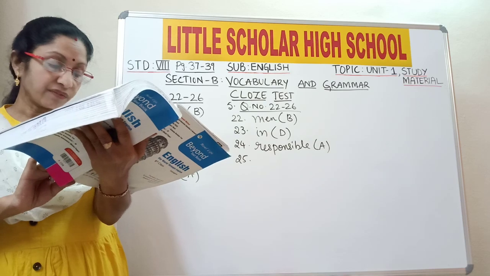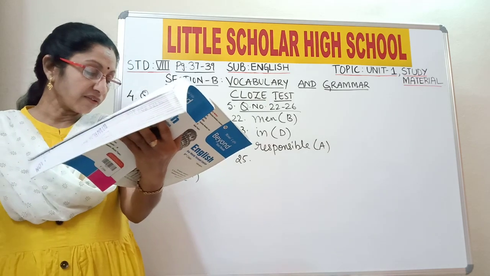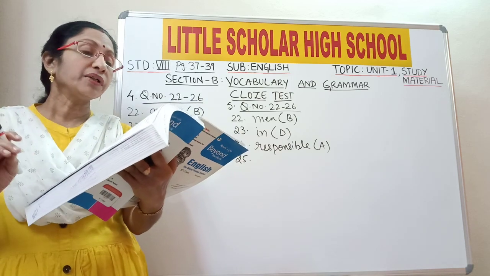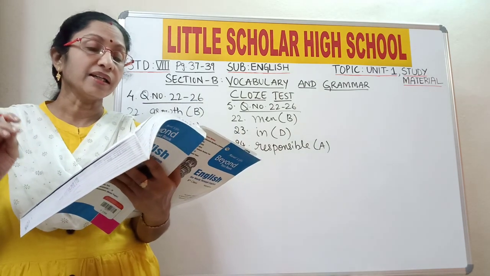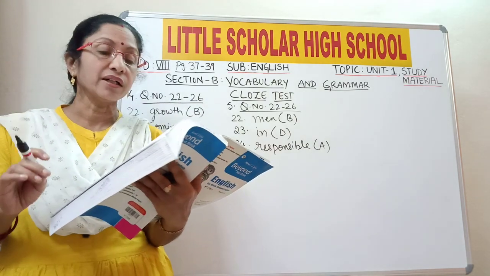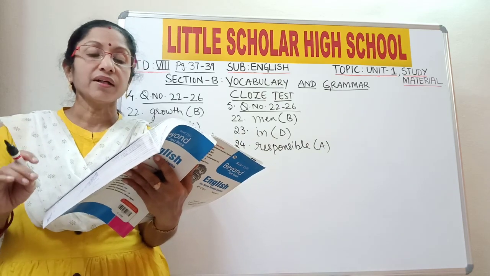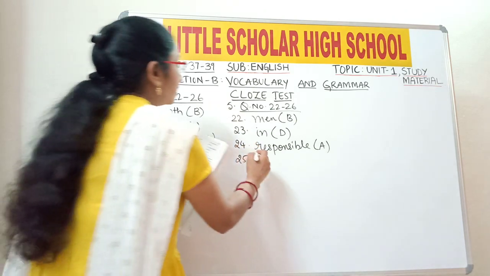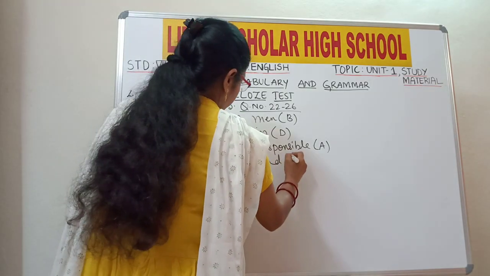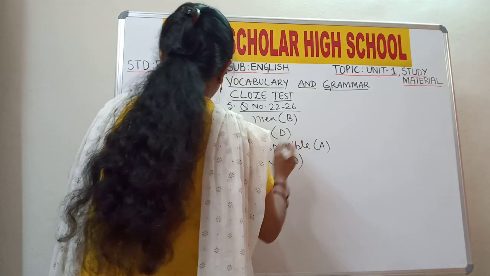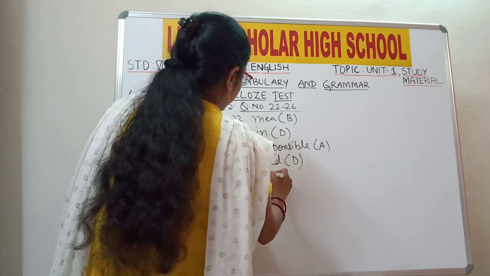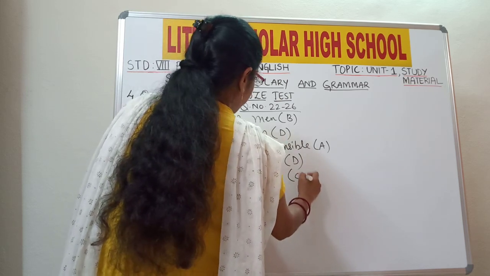The correctness of his accounts dash never doubted. The options for 26 are: option A is, option B were, option C was, option D are. So for question number 25 the answer is "and", option D. And for question number 26 the answer is "was", option C.